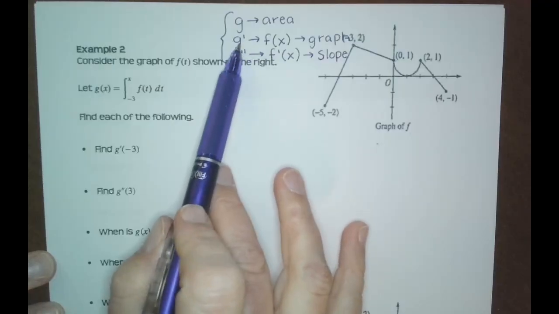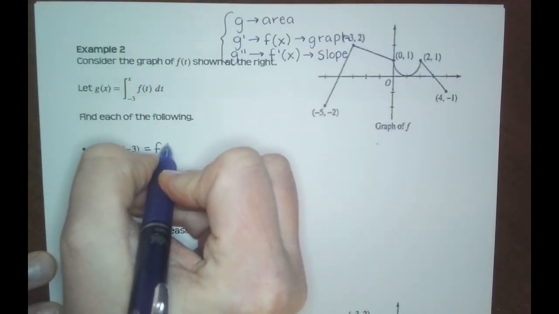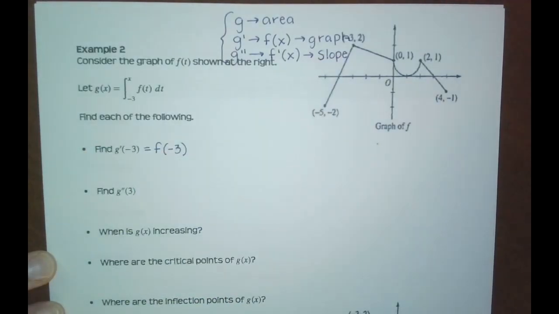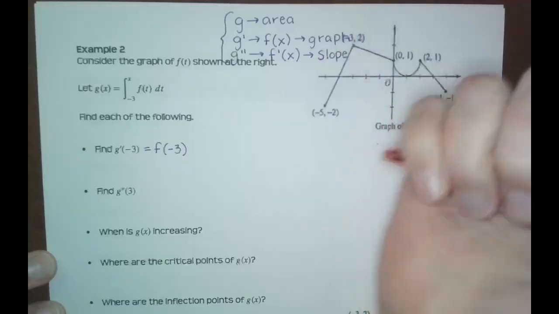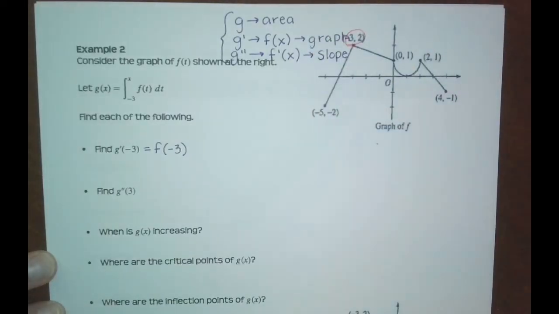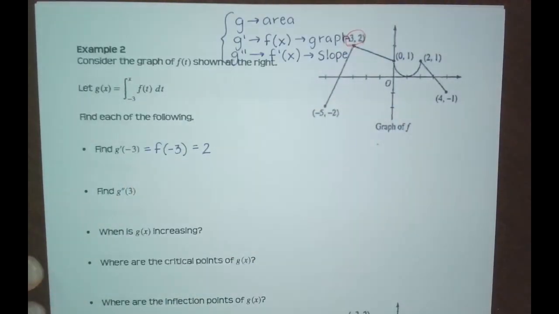Okay, so reading up here, G prime is really f. So this is the same thing as just saying what is f of negative 3. And that's just the graph. And I sort of wrote over it. But f of negative 3, let's talk about this point right here, would just be 2, because I'm just reading it straight off the graph.